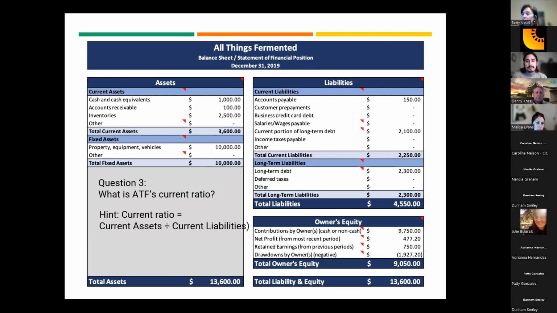As we've said, we know where our current assets are. There we go, $3,600. We know our current liabilities, $2,250. So when you take the 3,600 divided by 2,250, you get 1.6. That means for every dollar that you owe, you have $1.6 to pay it off.